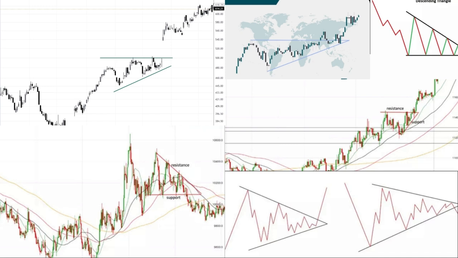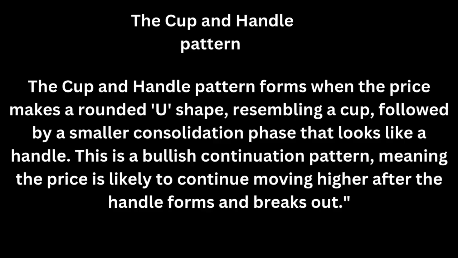Now, let's talk about one of the most well-known bullish continuation patterns, the cup and handle. The cup and handle pattern forms when the price makes a rounded U shape, resembling a cup, followed by a smaller consolidation phase that looks like a handle. This is a bullish continuation pattern, meaning the price is likely to continue moving higher after the handle forms and breaks out.